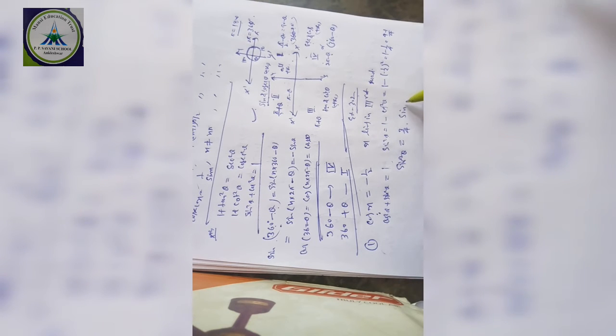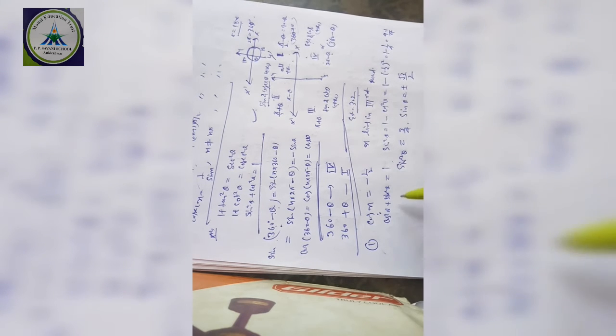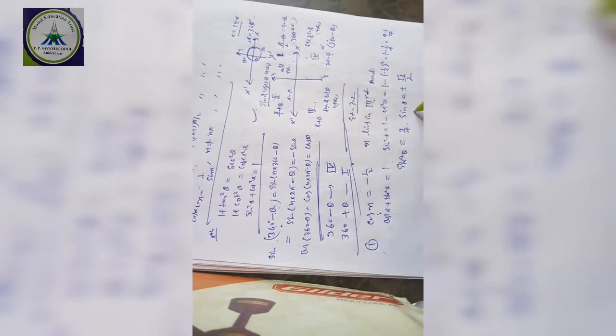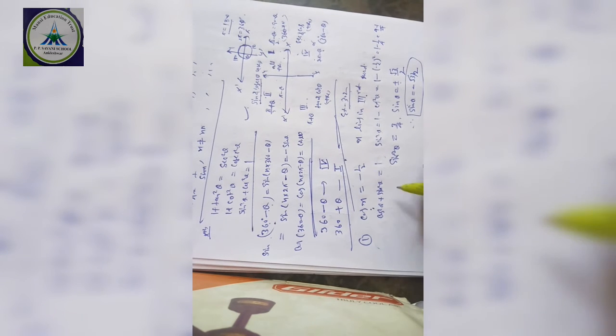Then sin theta equals plus or minus root 3 by 2. But theta lies in the third quadrant, and in the third quadrant sine is negative, so we take the negative value. Therefore sin theta equals minus root 3 by 2. Is that clear? Not positive. Okay, that is sine.